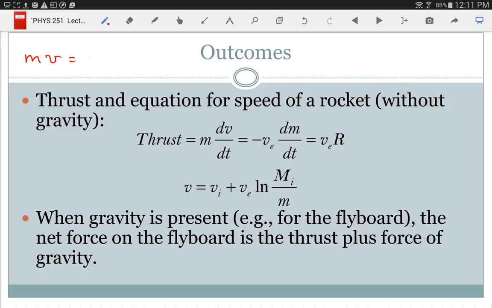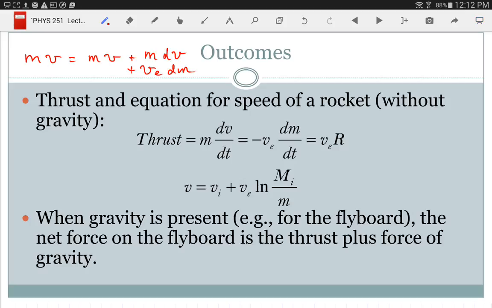mv is equal to mv plus... it's going to show up. Wow, this is slow. I wish I could make it fast for you. There we go. So that's my equation.